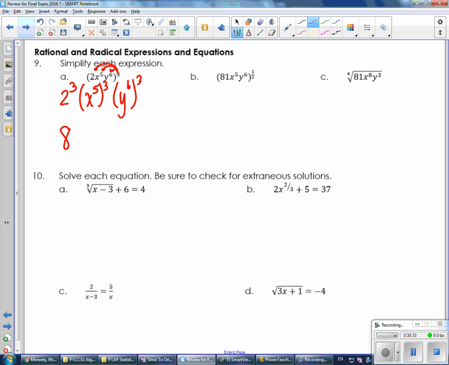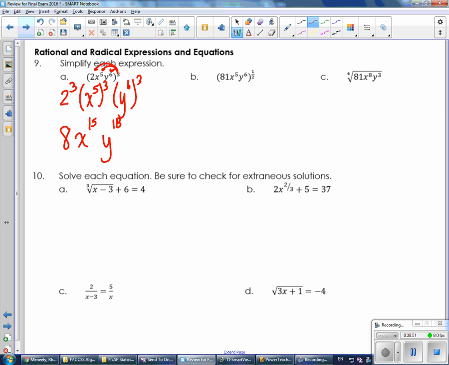When I want to simplify the other expressions, I need to refer to another property, though. We've got a power to a power. And a power to a power means that I need to multiply my exponents. So this is going to leave me with x to the 15th power and y to the 18th power.